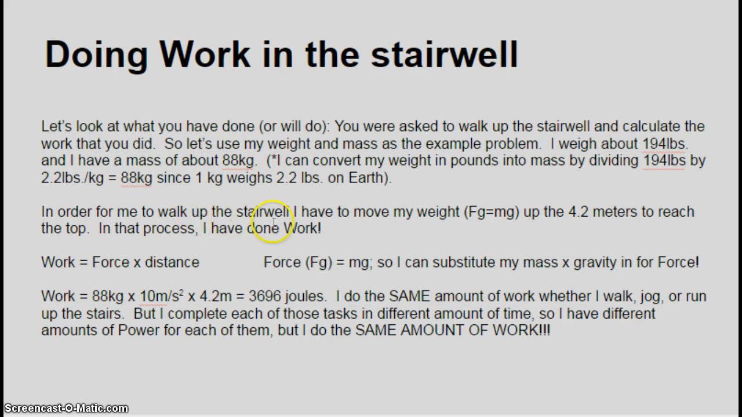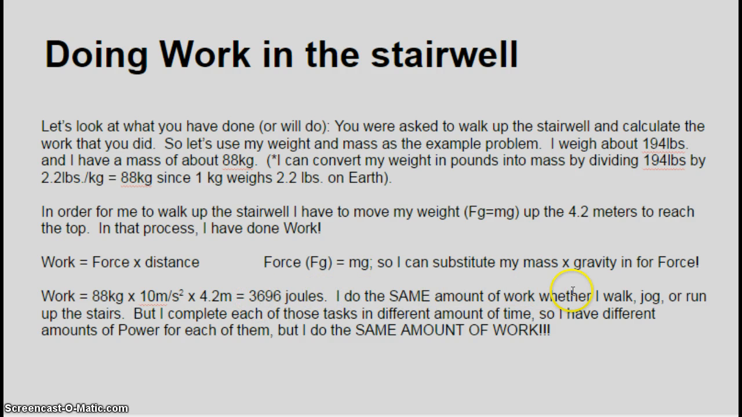So I simply took my weight in pounds and divided by 2.2 to get my mass. In order for me to walk up the stairwell, I have to move my weight, right? F_g equals mg, up to 4.2 meters to reach the top. In that process, I have done work. So work is force times distance, and I'm going to substitute for force, F_g, mass times gravity. So the work that I did was 88 kilograms times 10 meters per second squared times 4.2 meters. So I did 3,696 joules of work.